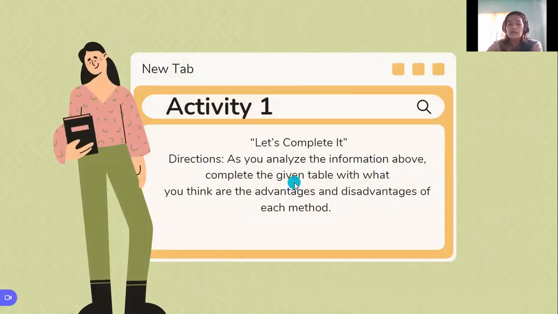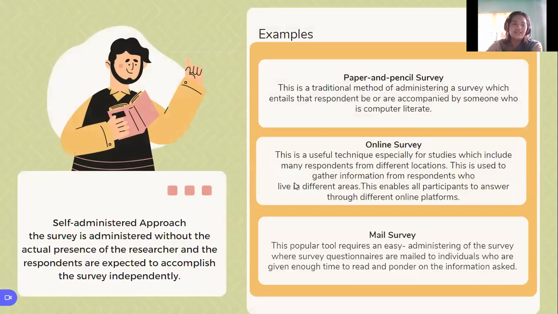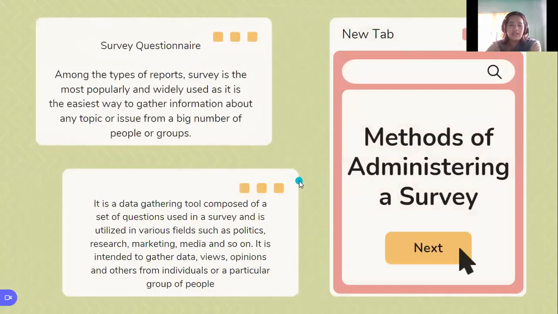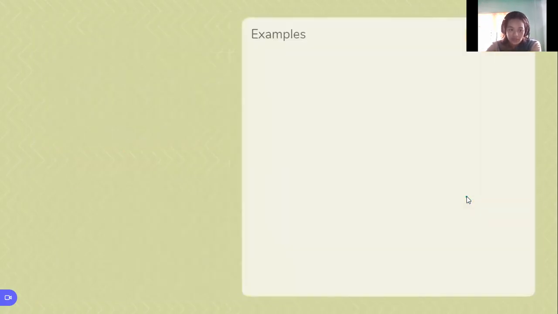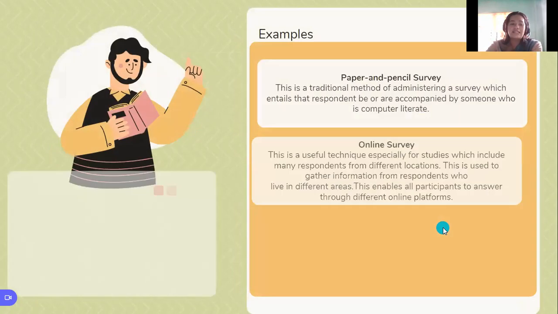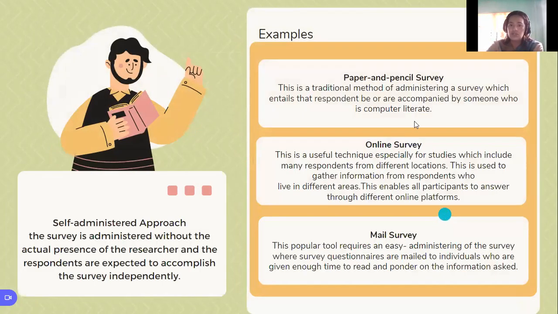Okay, and then, of course, let's try this out. Well, again, let's review a bit. There are methods of administering a survey. The first one is called personal approach, introduced by Sarah Mason Sarah of 2012. For personal approach, we have face-to-face structured interview and telephone survey. While for self-administered approach, you have paper and pencil survey, online survey, and mail survey.